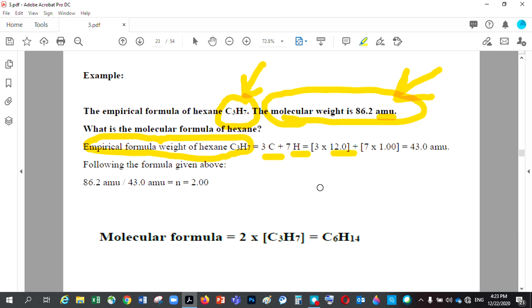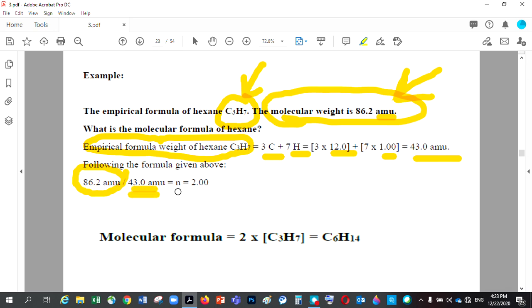Carbon is 12.0 gram per mole multiplied by 3, and hydrogen is 1.0 multiplied by 7. This is 43 AMU or gram per mole, correct? Then I take the whole molar mass, the total whole molar mass, divided by 43, correct?